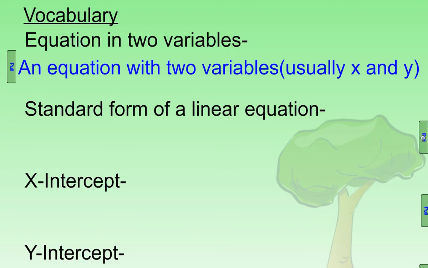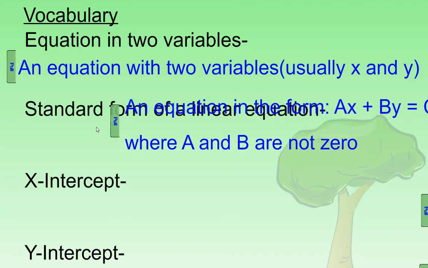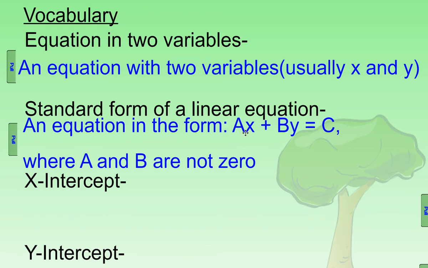Standard form of a linear equation. This is the first of 3 forms we're going to learn. Standard form looks like this. It's ax plus by equals c, where the a and the b are not zeros. So this standard form is one way to write the equation of a line in 2 dimensions.